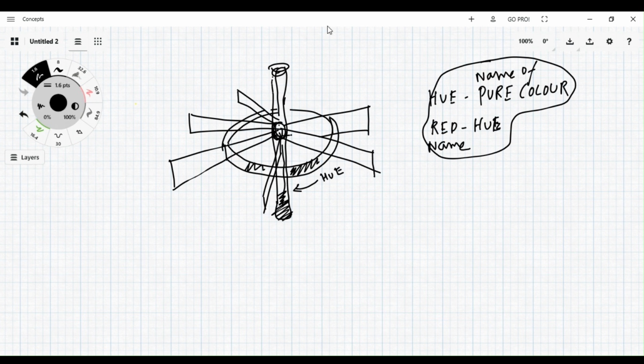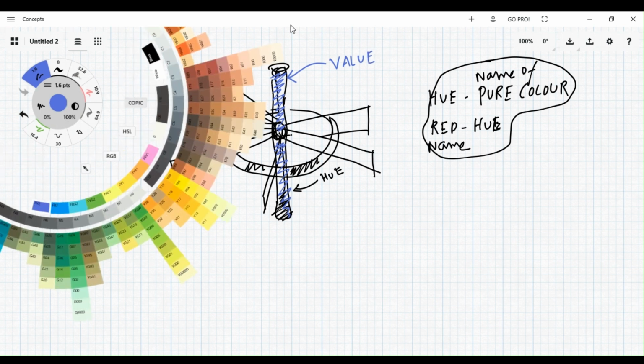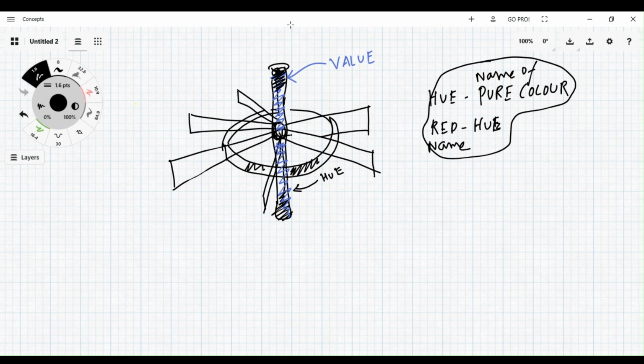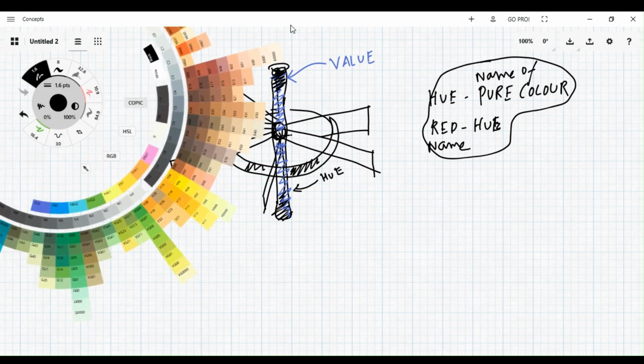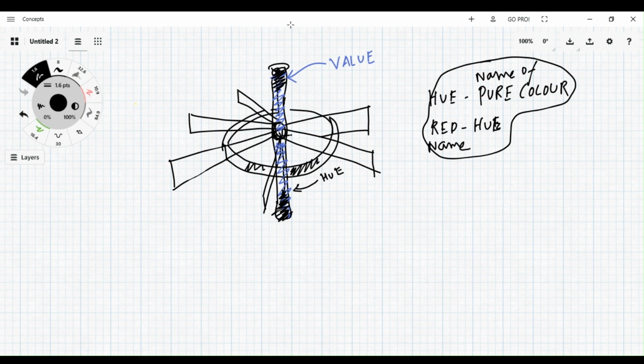So whatever this vertical pipe is, this is called value. I'll mark it here also. This will be black color and slowly gray, and all those gray colors, and white. Here it will be lighter, and likewise. If you see the definition of value as per the Munsell system, value extends in the vertical direction from black at the bottom through a series of grays to white at the top.